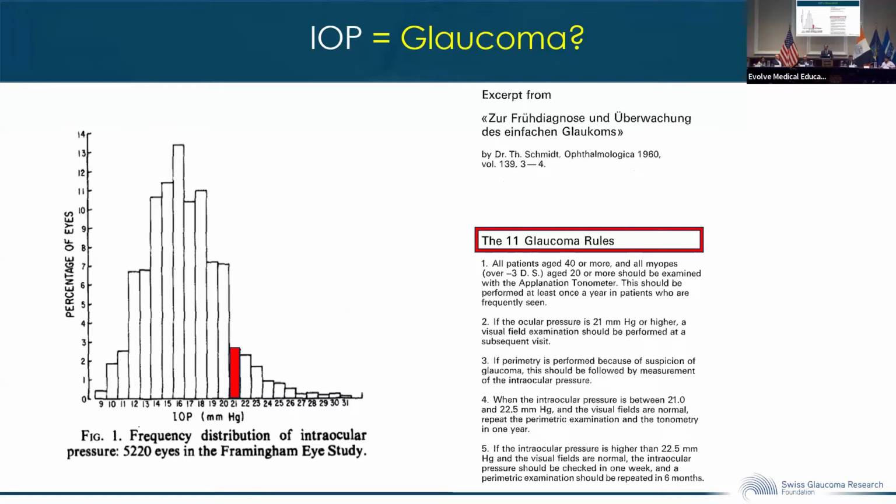Life used to be easier for some of our predecessors in the 60s. These 11 glaucoma rules were defined in Germany and were thought to reflect how glaucoma could be diagnosed and treated successfully by ophthalmologists. Rule number 1 stipulated that applanation tonometry should be used at least once a year. And applanation tonometry, remember, was quite novel. Goldmann had only defined it in the early 50s. Rule 4 mentioned, very specifically, that if pressure was between 21 and 22.5 millimeters, then in the presence of normal visual fields, perimetry and tonometry could be done only once a year.